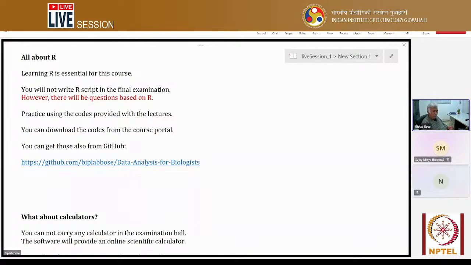Now, I know many of you have never done programming, right? Many of you have not done programming, and you may find it daunting to start. But remember, somewhere you have to start. So this is your best opportunity to start programming, and please learn R with us. Learn whatever we are teaching. That little amount, if you can learn, you will eventually be able to learn further.